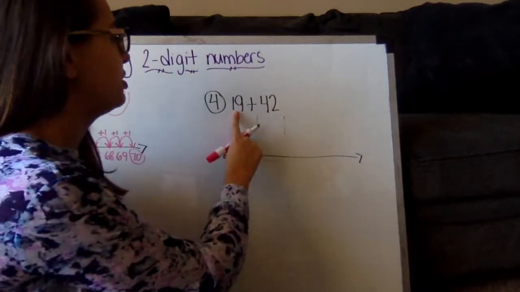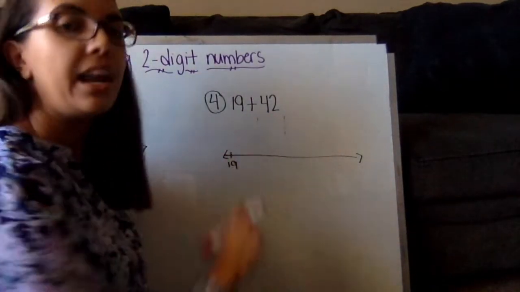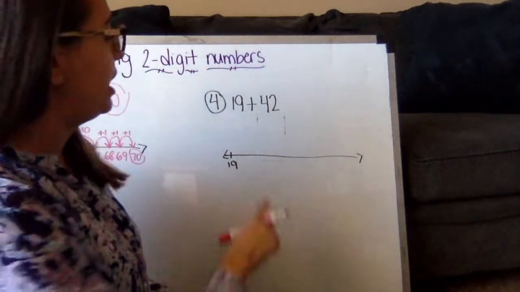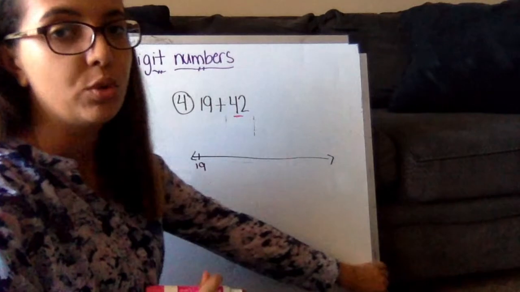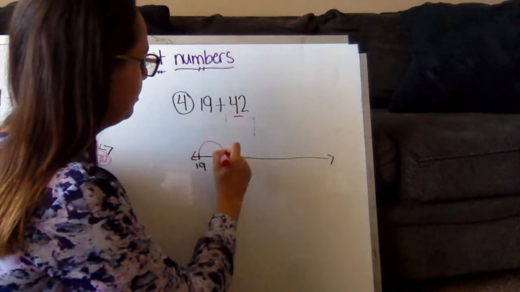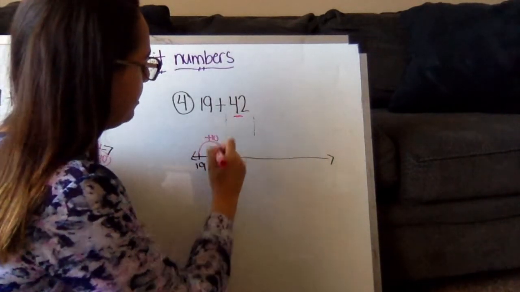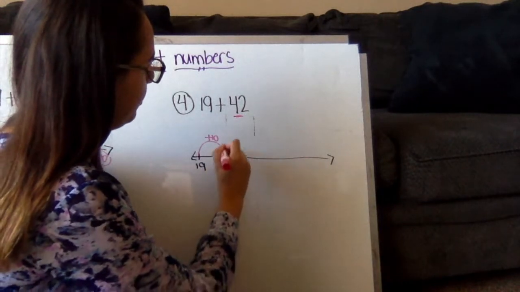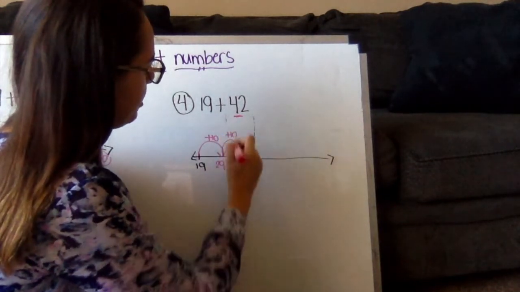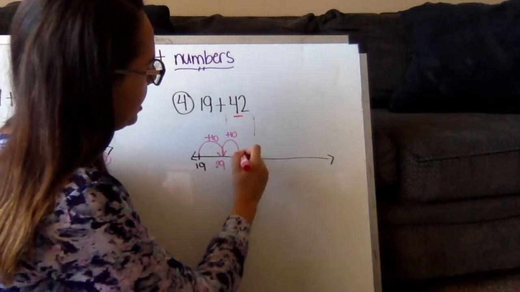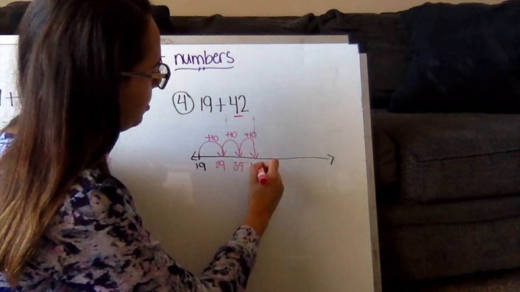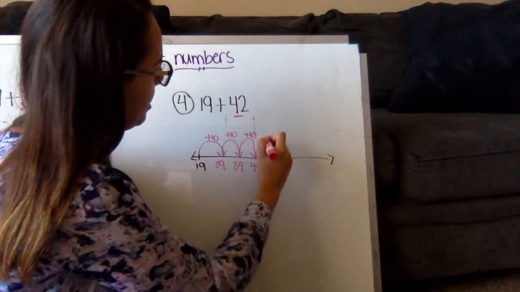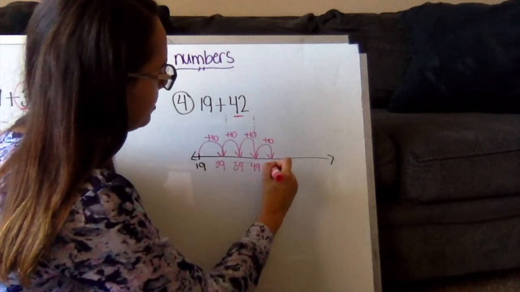Okay, so we're starting with 19, and we need to add on 42. I know that there are 4 10s in 42, so that's what I'm going to start with. 19 plus 10 is 29, plus another 10 is 39, plus another 10, 49, and plus the last 10 is 59.